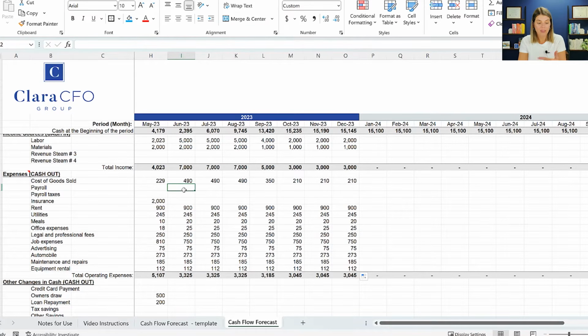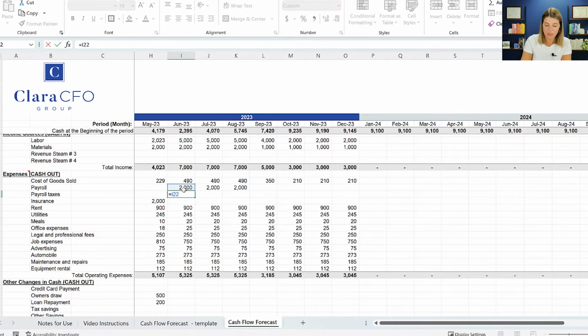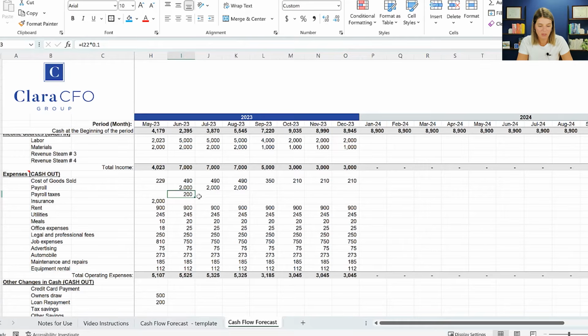Then you can go in here and say, okay, well, how much labor can we afford? Maybe it's $2,000, but we're only going to have those people through the summer months. And then we're going to typically make payroll taxes about 10% of payroll, just to make it easy here. But let's just say we hired some labor for the season of the summer, and then that was just a seasonal worker, so we won't have that payroll for the rest of the year. Okay, so you can see that our operating expenses are going up.